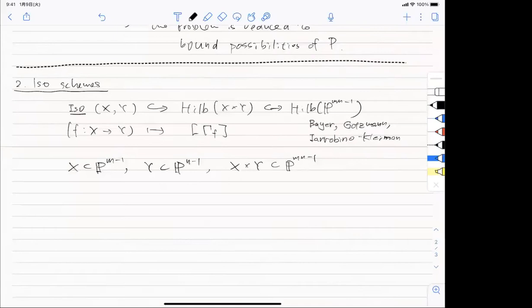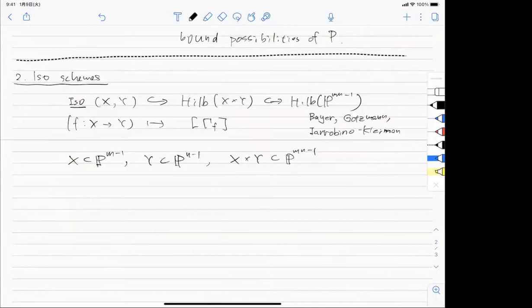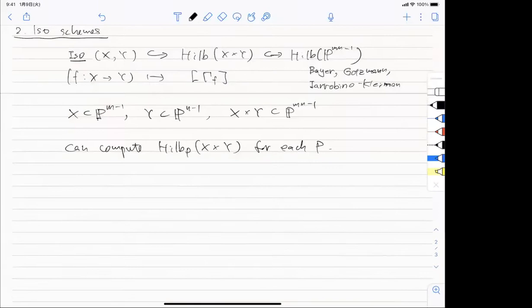And from that computation, it's not so difficult to compute the Hilbert scheme of a general projective scheme, and so we can compute Hilb P of X cross Y for each Hilbert polynomial P. And then the isoscheme of X and Y is an open subscheme of the Hilbert scheme.